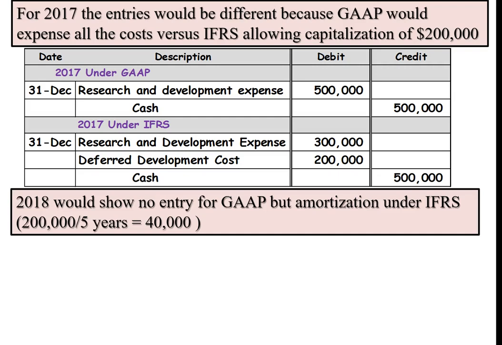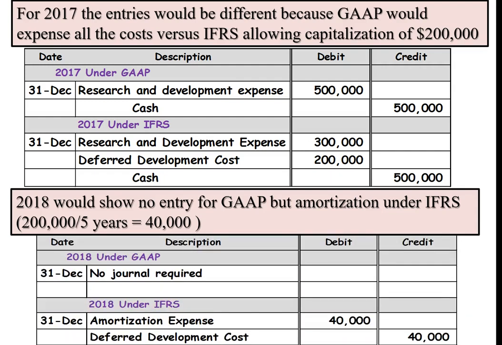In 2018, the product does go to market. There would be no journal entry for GAAP since we've already expensed it all in the previous year, but for the international standard, we would get to amortize $40,000 by taking the $200,000 divided by 5 years. So no journal under GAAP, but under the international standard, we would amortize the $40,000 and take it against the deferred asset.